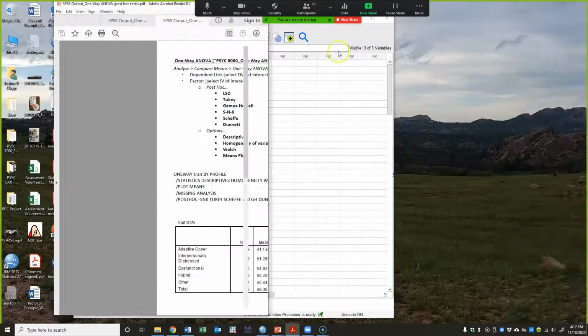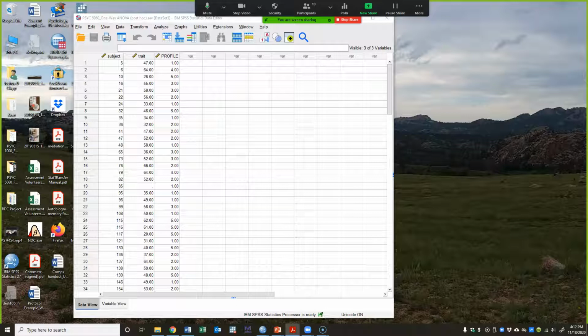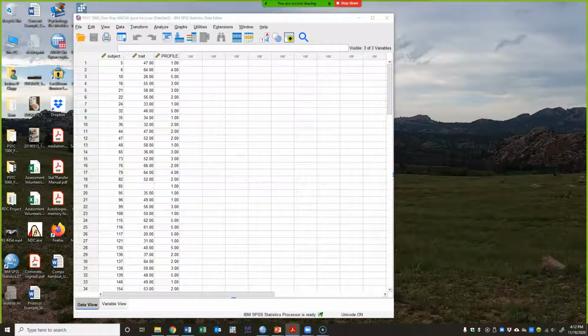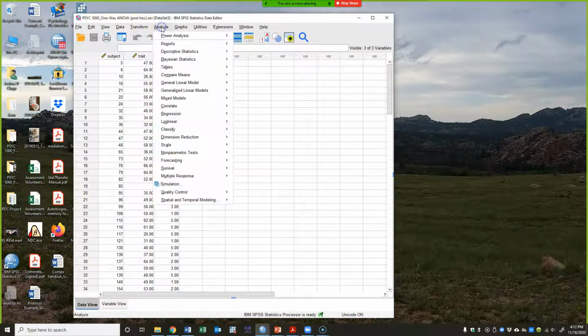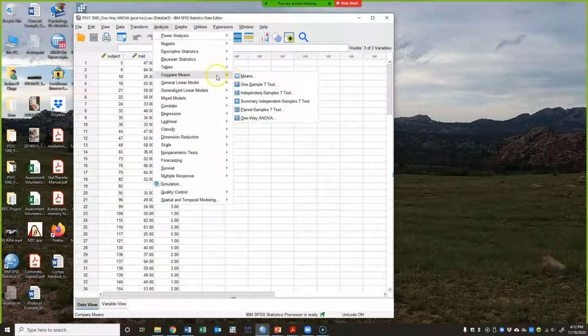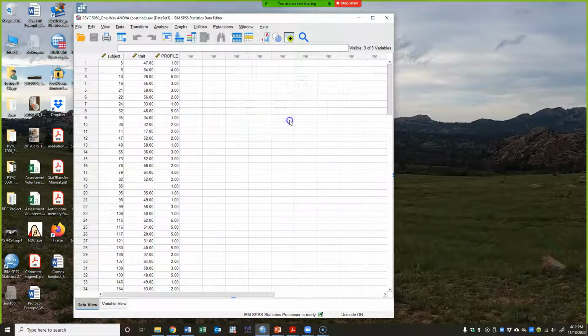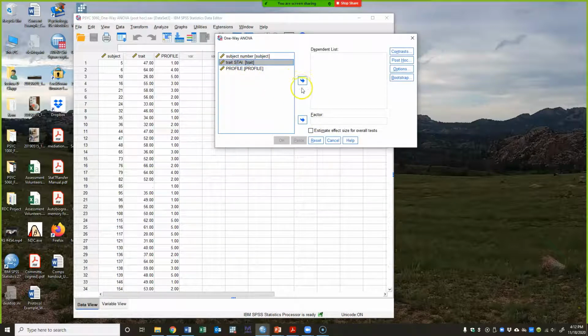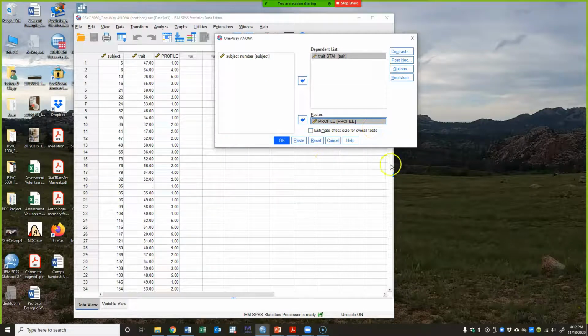So let's say we have no a priori hypotheses on how these groups are going to differ from one another. So what I'm going to do is go to Analyze, Compare Means. You're going to go down to One-Way ANOVA. And I'm going to take my state trait anxiety measure. So my anxiety measure, that's going to be in my dependent list. Profile is going to be in my factor list. I'll ask it to estimate overall effects here.